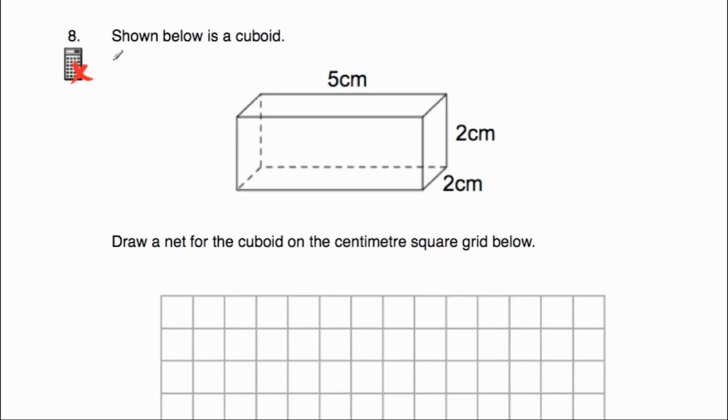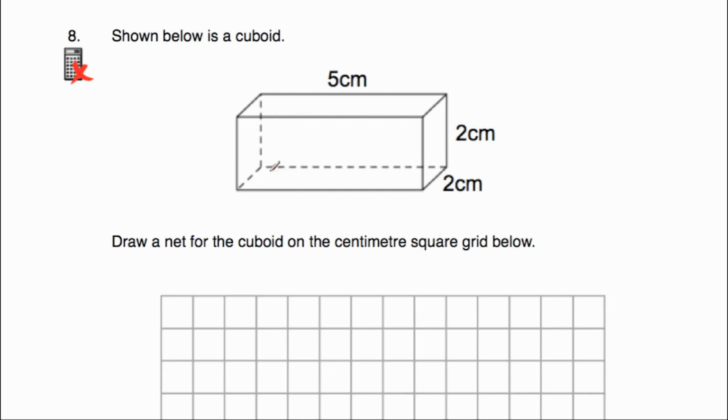Okay, question number 8. Question number 8 says, shown below is a cuboid, which has a length of 5 centimeters, a width or depth of 2 centimeters and a height of 2 centimeters. And we've been asked to draw the net for this cuboid on this centimeter square grid.